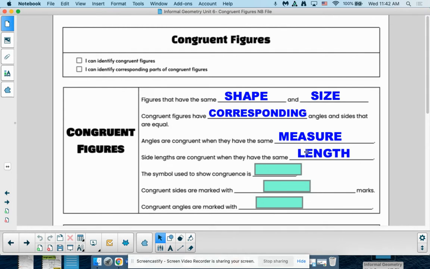We use this weird equal symbol for congruent. It's called a congruent symbol, but it's an equal sign with a little squiggle on top. We mark congruent sides with a tick mark, and you guys have seen that before. And we mark congruent angles with an arc mark. I know I hit you with a lot of vocab right there, but I'll let you guys take a minute to copy that down.